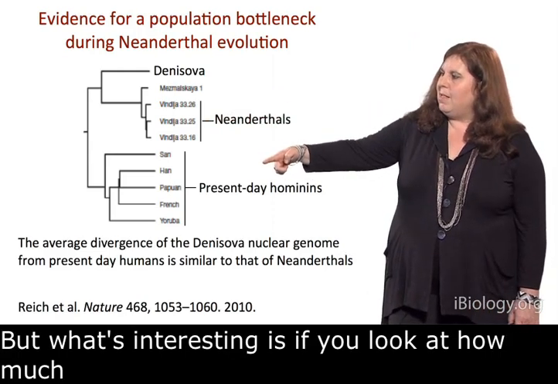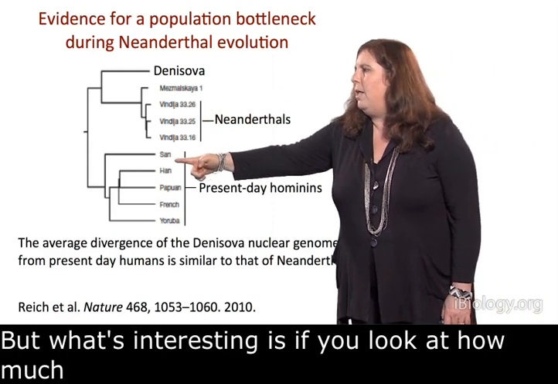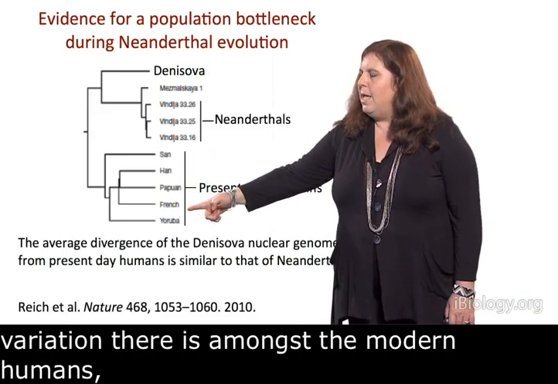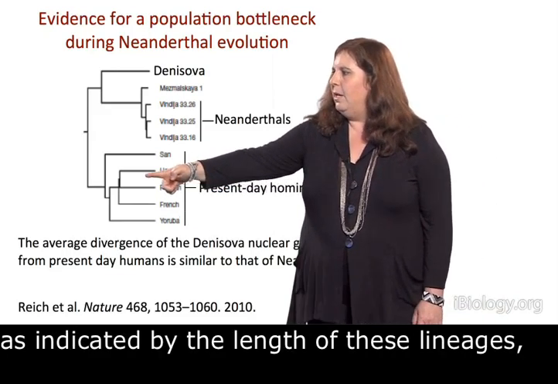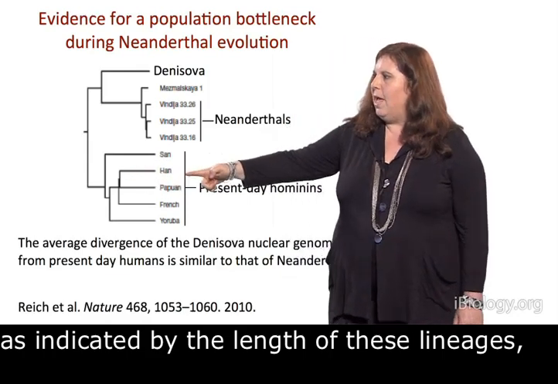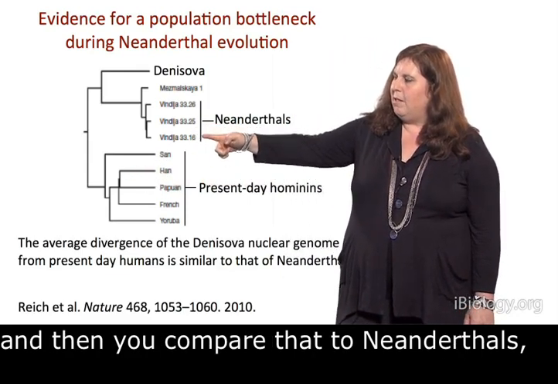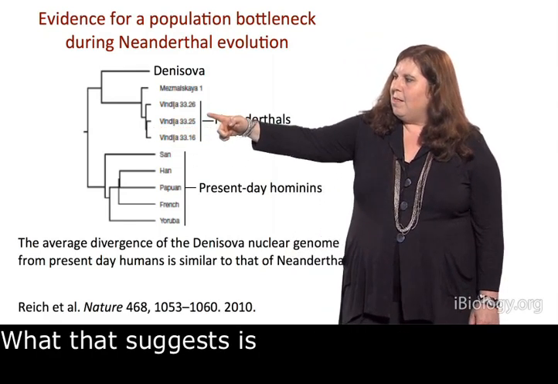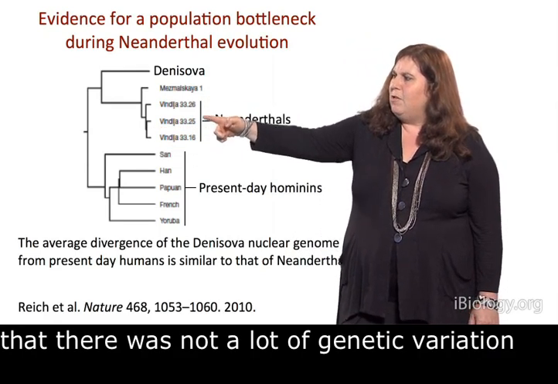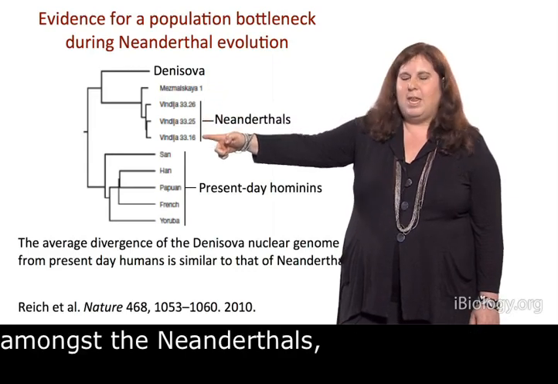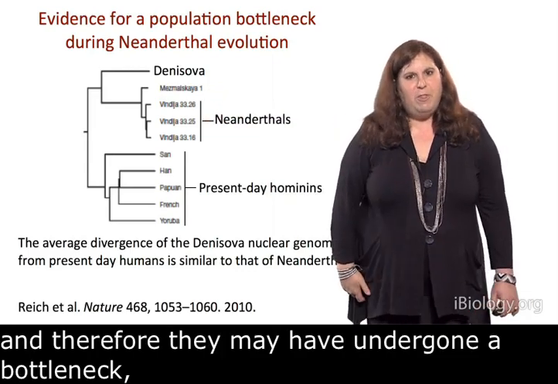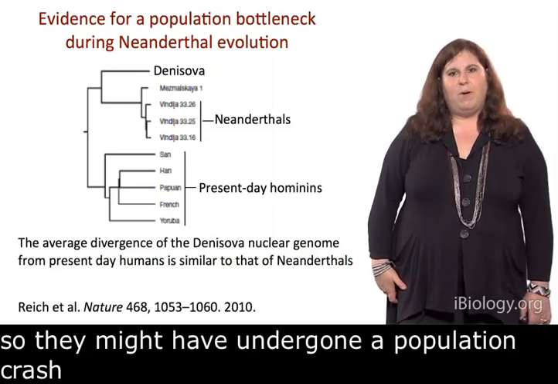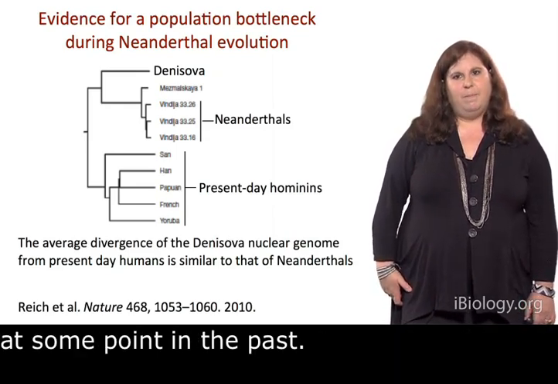But what's interesting is if you look at how much variation there is amongst the modern humans, as indicated by the length of these lineages, and then you compare that to Neanderthals, which have very short branches, what that suggests is that there was not a lot of genetic variation amongst the Neanderthals. And therefore, they may have undergone a bottleneck. So they might have undergone a population crash at some point in the past.